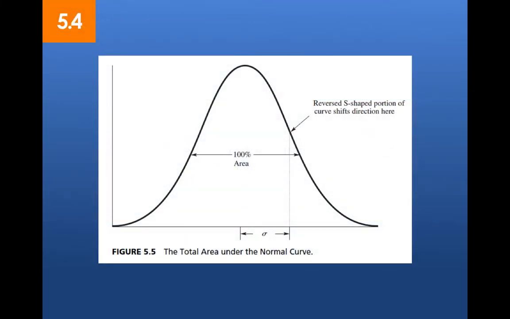So here's our normal curve. Notice it's smooth. It's symmetrical, which means we can fold it in half and each half will match. And it has one mode. 100% of the area is underneath the curve. And it's showing you one standard deviation, one sigma.